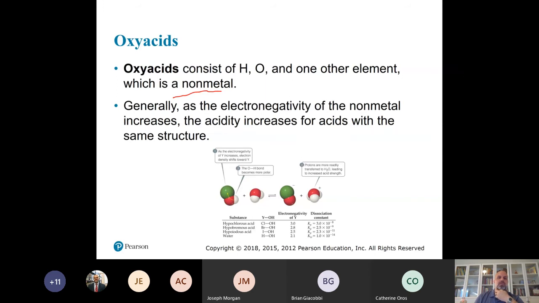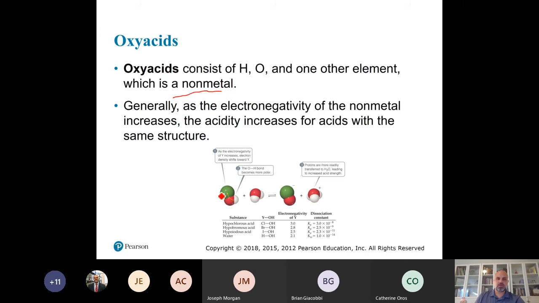So we have our nonmetal. We've talked about metals bonded to oxygen in the past. What we're talking about now specifically are nonmetals. Generally, as the electronegativity of the nonmetal increases, the acidity increases for the acids with the same structure. So if we look at the structures down below, we have our substance.